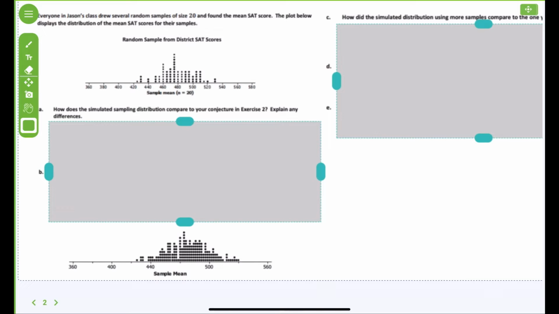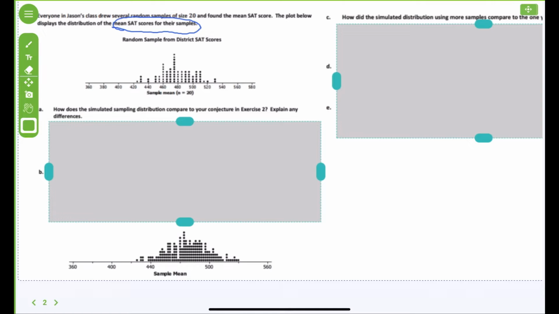It says everyone in Jason's class drew several random samples of size 20 and found that mean SAT score. The plot below displays the distribution of the mean SAT score. So this is not what they pulled. It's the means of what they pulled. So they pulled 20 and found the mean of that, and then the dot plots represent that.